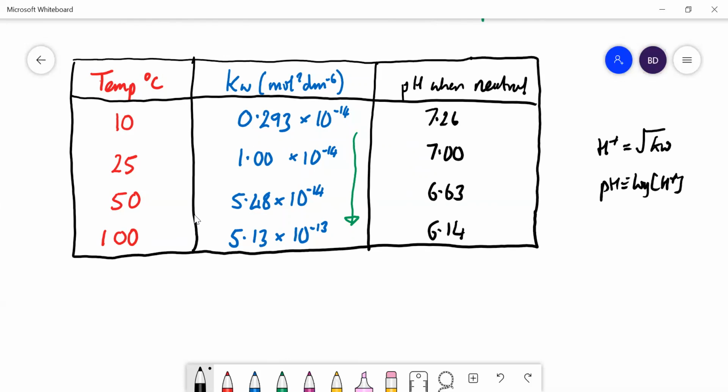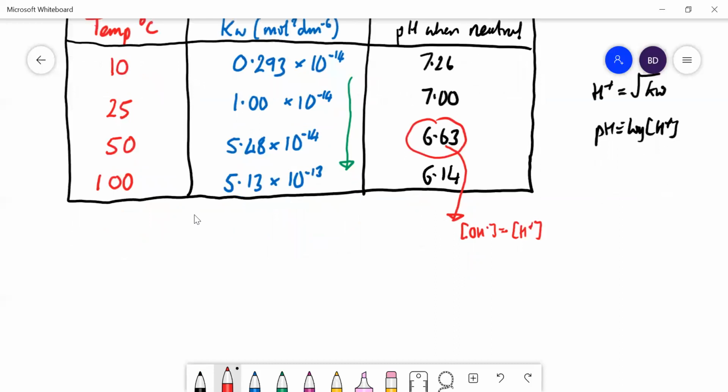Now, it's very easy to fall into the trap of thinking, well, look at this at 50 degrees C, the pH of water is 6.63, oh, that's slightly acidic. It's not acidic, because strictly speaking, neutral is defined as OH- equal to H+. That is pH 7 at 298 Kelvin, but at 50 degrees C, it's not. It's less than that, 6.63.